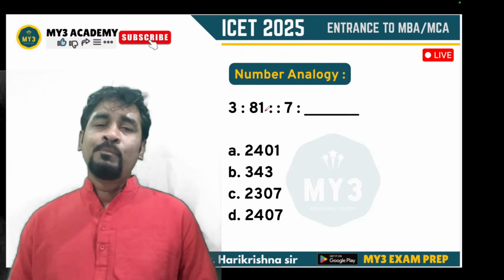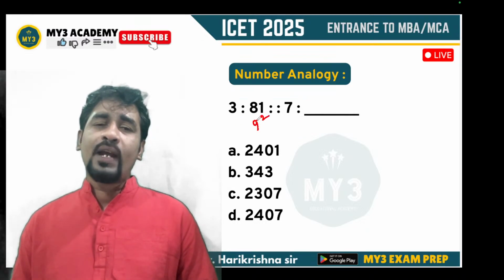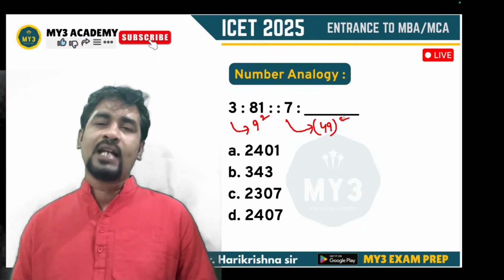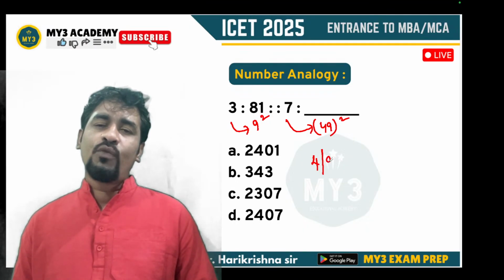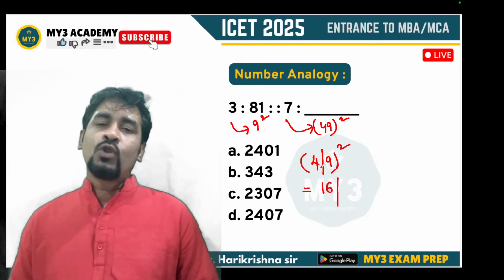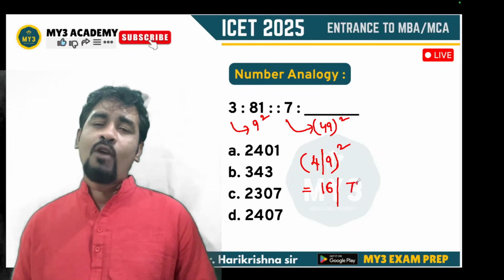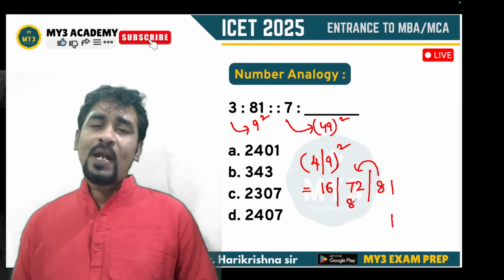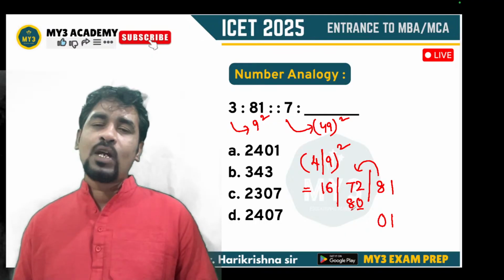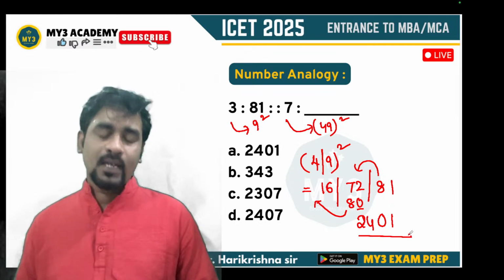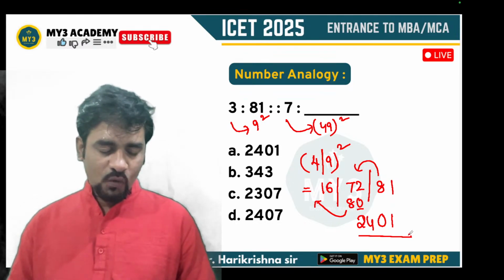In a similar way, here 4 and 9, so 49 square should be the answer. I am trying to find 49 square using the (a plus b) whole square logic. a square means 4 square, 16. 2ab means 9 4s are 36, double of that is 72. And 9 square is 81. Take the last digit 1, send 8 as carry. So 72 plus 8 is 80. Again take the last digit 0, send 8 as carry. 16 plus 8 is 24. Mark the answer 2401.